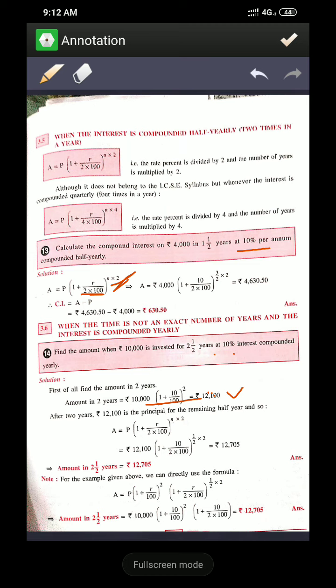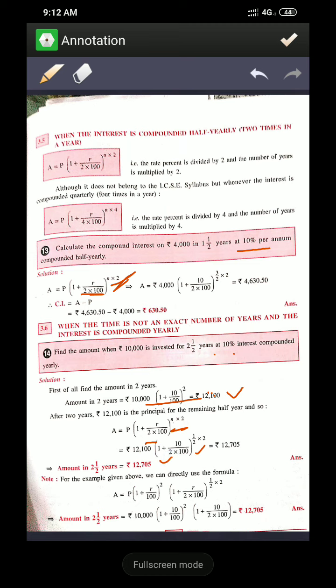Now for the remaining half year, we are talking about 6 months. But this 10% is for 1 year. If we are calculating for 6 months, the rate will be divided by 2 and the time will be multiplied by 2. It will be doubled and the rate will be half, because we have to make it for 1 year. So that should be doubled. Now see here, and this way this question will be solved.